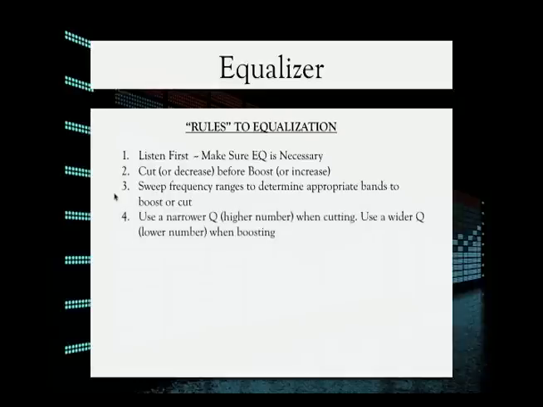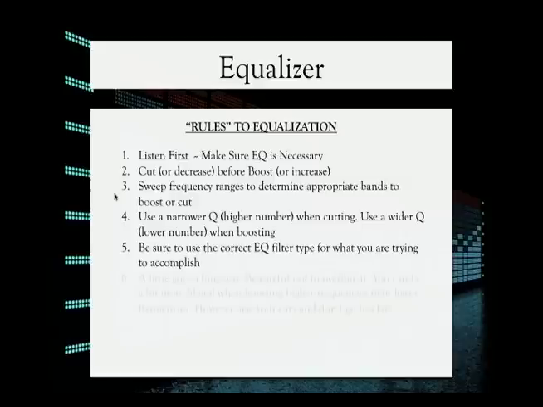Again, use a narrower Q when cutting. That's going to be a higher number. Use a wider Q, or a lower number, when boosting. And be sure to use the correct EQ filter type. We just talked about that. If you're trying to just boost or cut and you want to use that typical peaking filter, make sure it's on that and not a shelving filter. So for whatever you're trying to accomplish, use the correct EQ filter type.